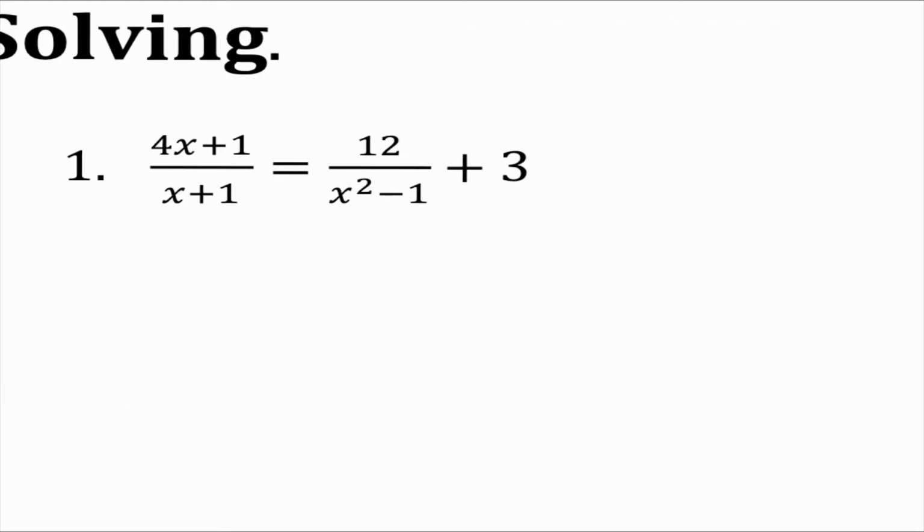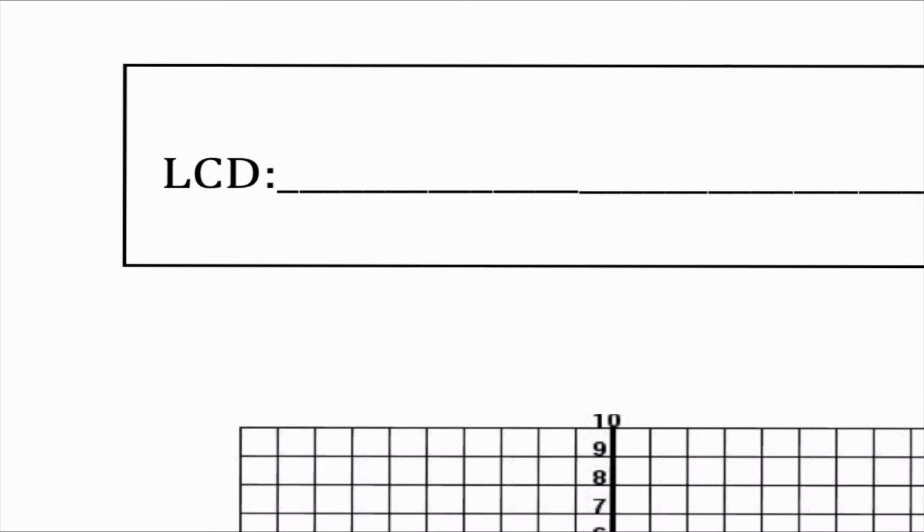So if I look at number 1, I know the first thing we need to do is find the LCD, so I'm going to factor each denominator. I also know this denominator is really 1. So if I'm comparing these 3 denominators, we can say that our LCD is x plus 1 times x minus 1. So what that means is that I'm going to multiply everything in my equation by this LCD.